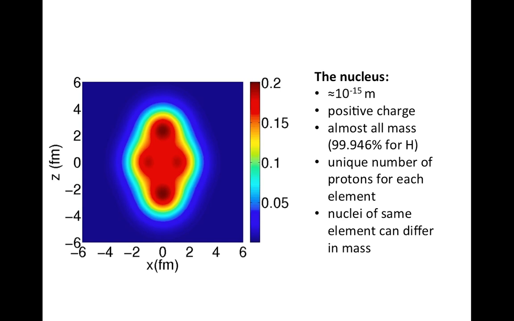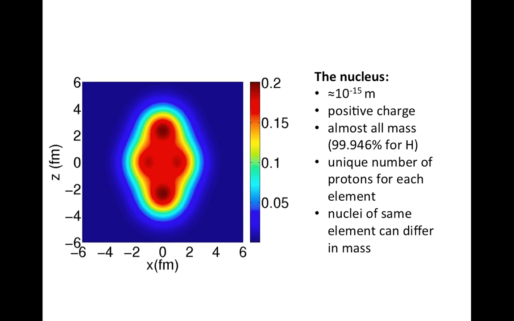So the nucleus. We know that it's got a size of about 10 to the minus 15 meters. That's for a small nucleus, to within an order of magnitude. The largest nuclei can get maybe more towards 10 to the minus 14. We know it's got a positive charge, and we know it has almost all of the mass of the atom.